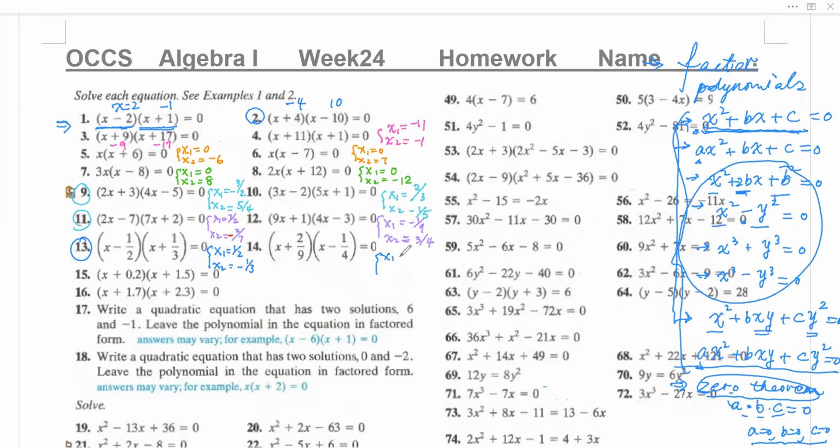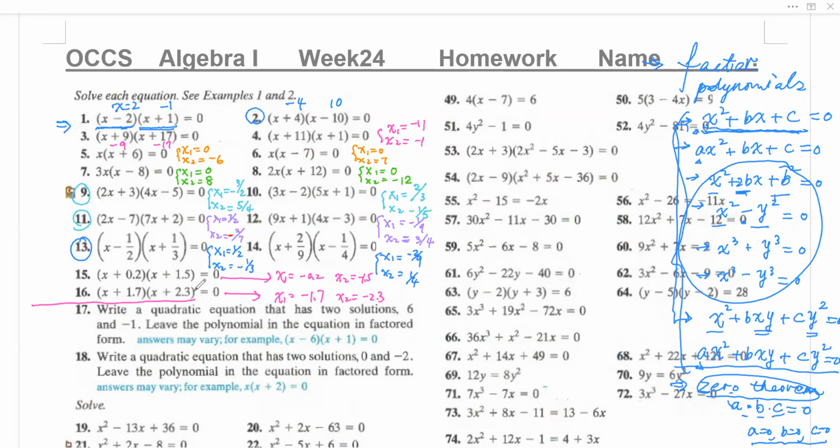I got x equals negative 2/9, or x equals 1/4. Right. Very correct. Very good. Thank you. Next, Weven, 15 and 16. For 15, I got x equals negative 0.2, and then x equals negative 1.5. Then for 16, I got x equals negative 1.7, and then x equals negative 2.3. Thank you very much.